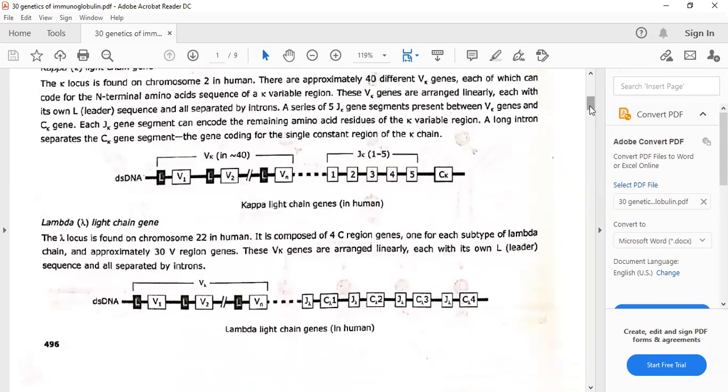Suppose that the antibody will be genetically diverse. How? Here in this kappa chain, we have V1, and this V1 will be followed by this J segment, and suppose only J kappa 1 will be here, which will decide the genetic organization of the kappa chain.